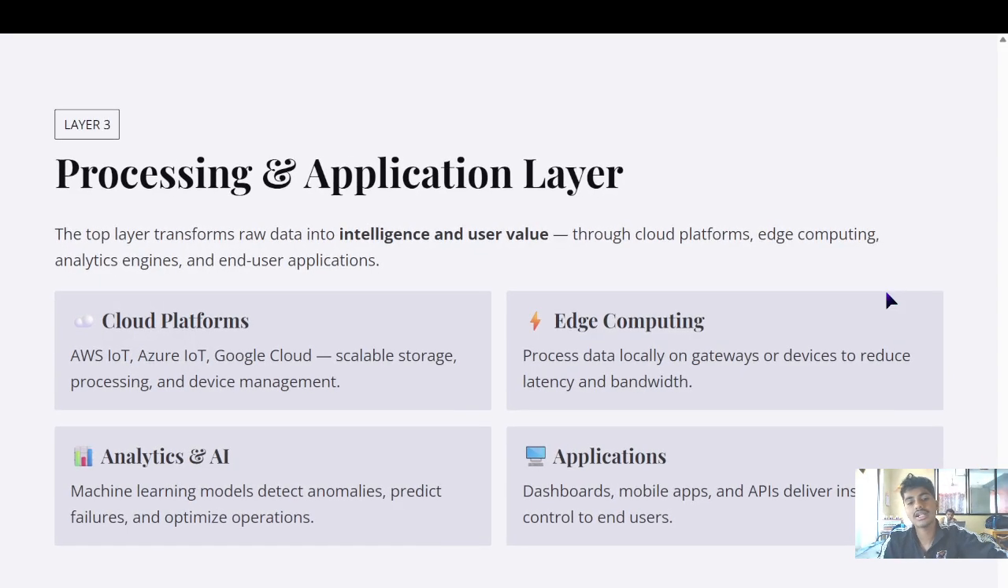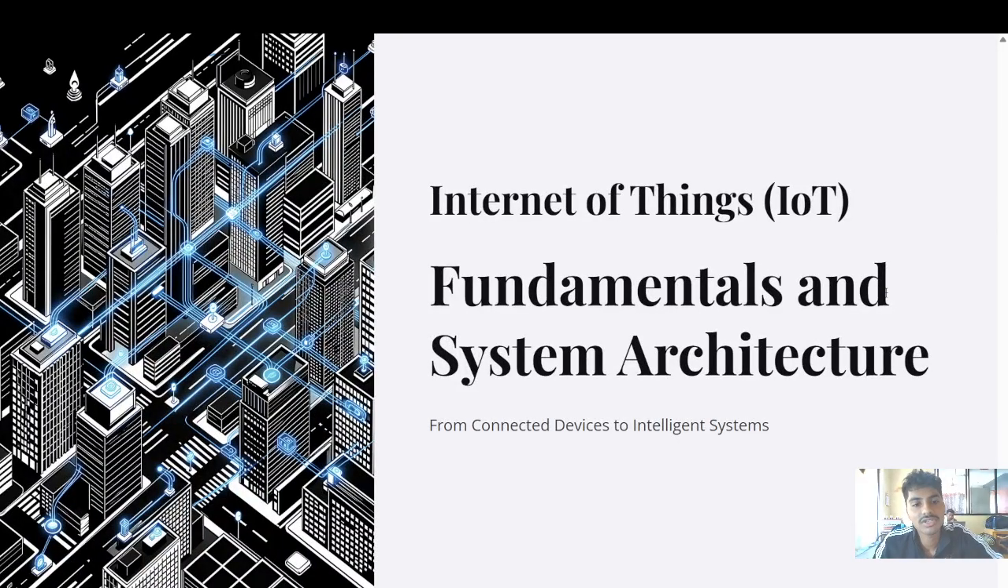Lastly, I would like to conclude. IoT is transforming the way we interact with the world by connecting physical devices to intelligent systems. It enables automation, improves efficiency, and supports smart decision making across industries. As IoT continues to evolve, it will play a major role in building smarter homes, cities, and industries.